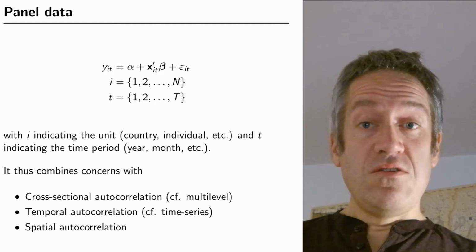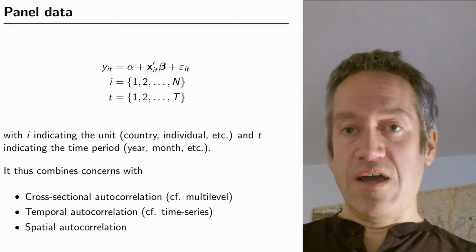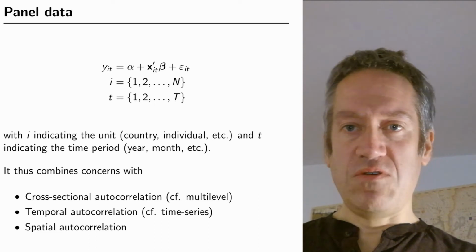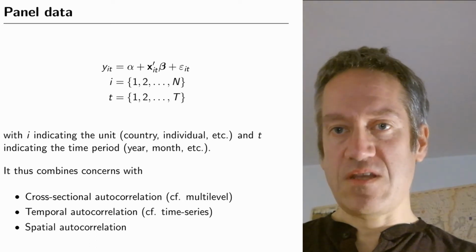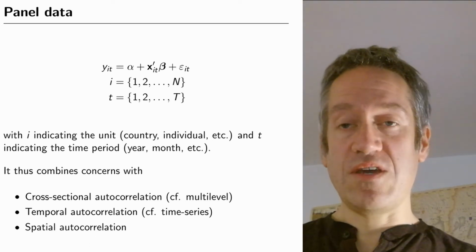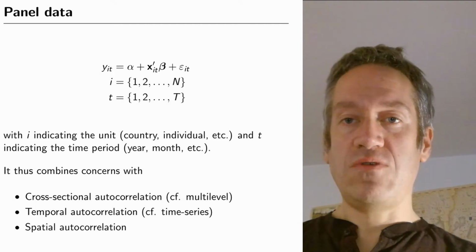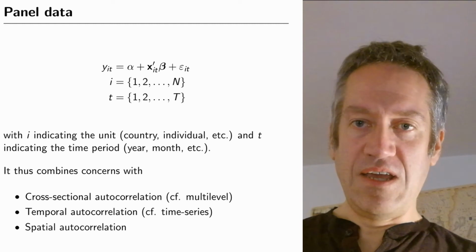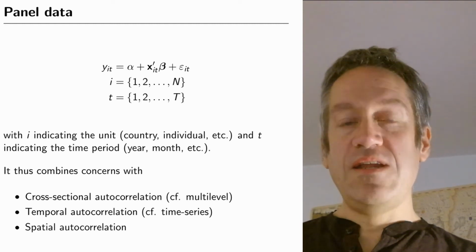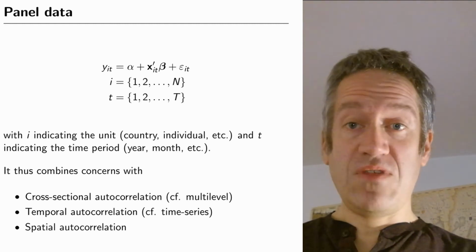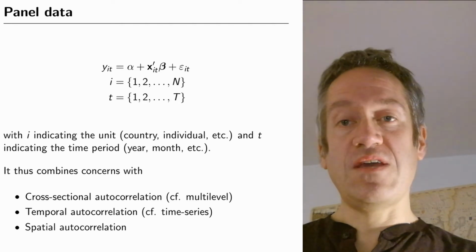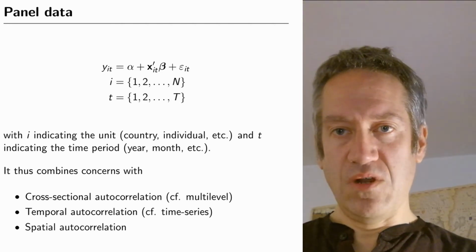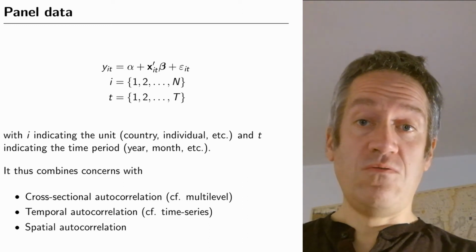So we need to change the notation a little bit. We have used i for units, and in the time series class we used t for indicating which time period. Now we have the combination, so you get the subscript it to indicate a particular value for a particular unit at a particular time period. And this means that everything we have said in the time series class, everything we've said in the OLS class, and everything we've said in the multi-level modeling class all applies to panel data.